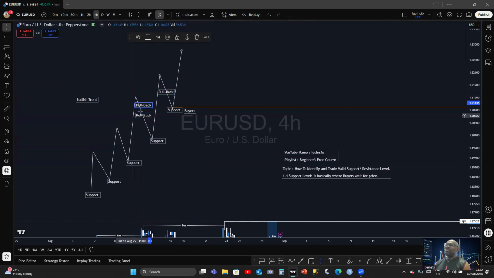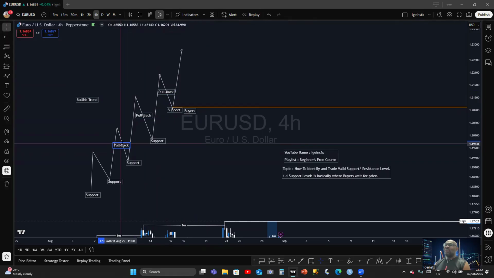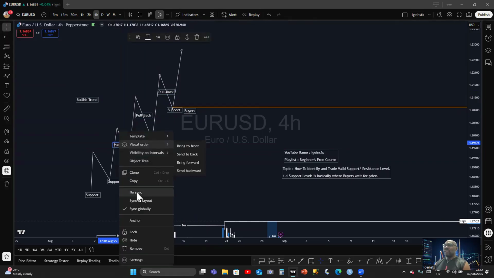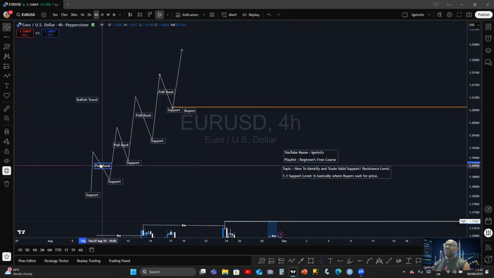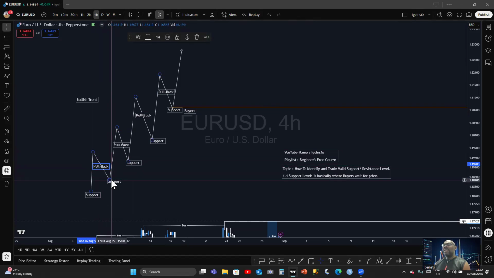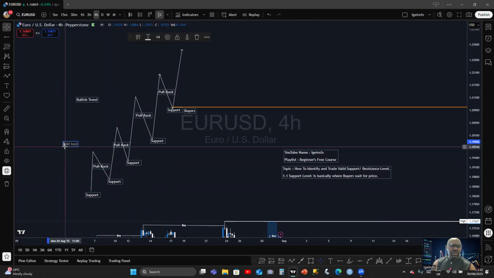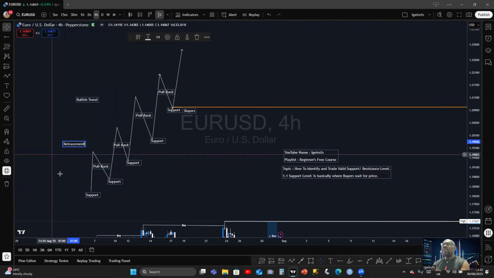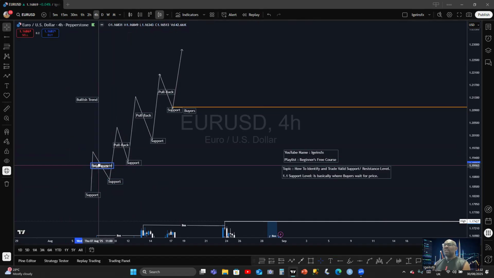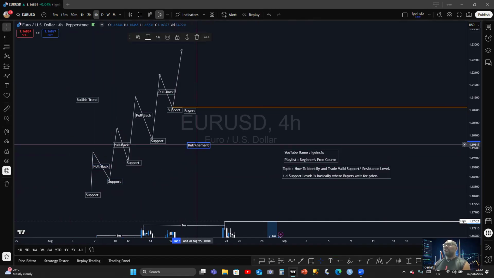For the sake of this training, that is why I'm using all these things, okay, so that you understand them very well. This decrease in price to the support level is what we call pullback. Another word is retracement. When you hear the word retracement, it is the same thing.